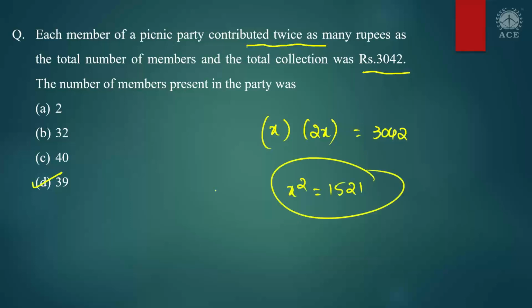It ends with 1, so X should end with 9 or 1. We don't have an option ending with 1. We have only an option ending with 9. We can go with that. Like this, sometimes you can decide without doing the entire calculation when you have options. This is how you should handle fill-in-the-blank questions.